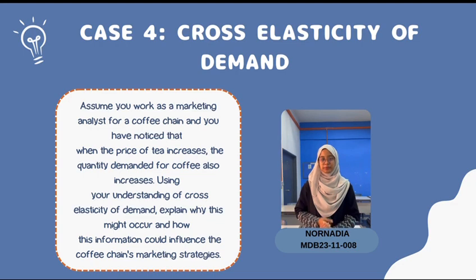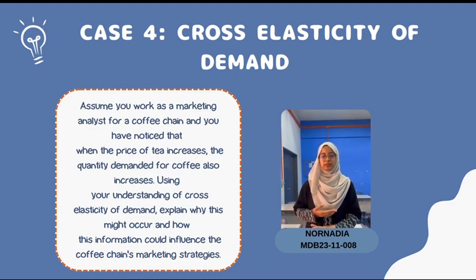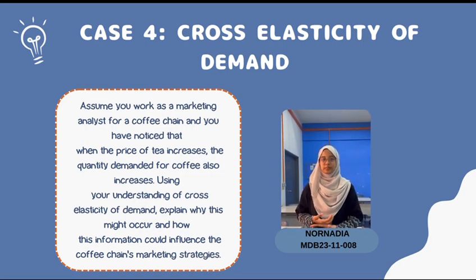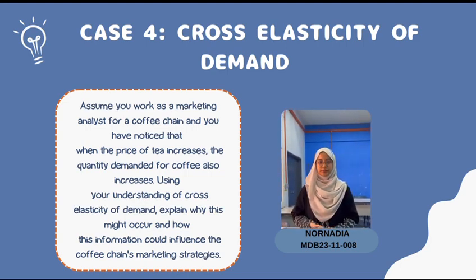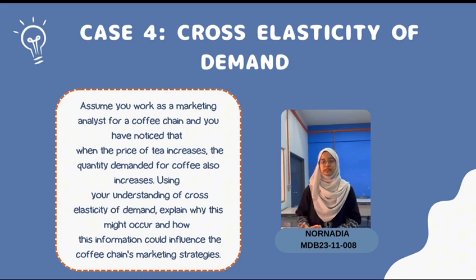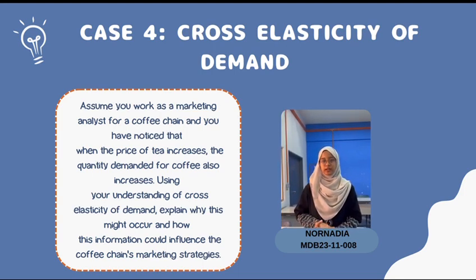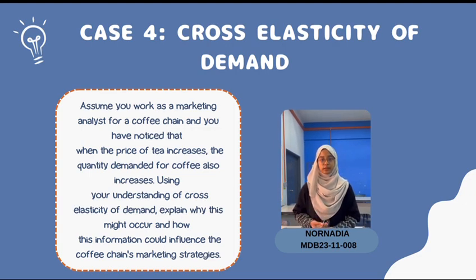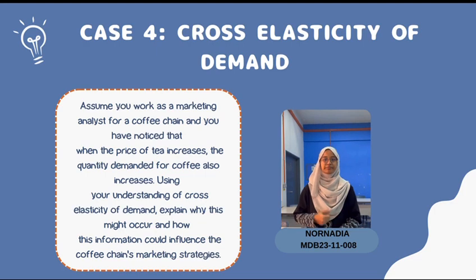Last but not least, for case 4, it is about cross elasticity of demand. So the question wants us to assume myself as the marketing strategist for the coffee chain. And it says that when the price of tea increases, then the demand for coffee will also increase. And based on the cross elasticity of demand, I will need to explain how this occurs and how this information can help the marketing strategy for the coffee chain.